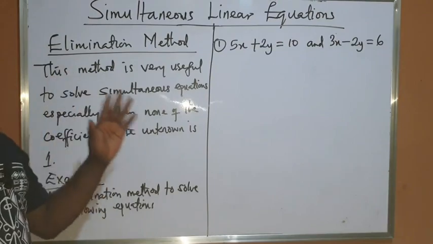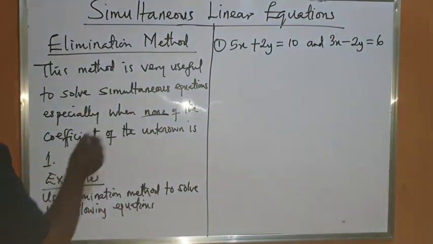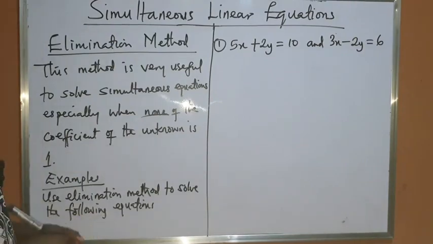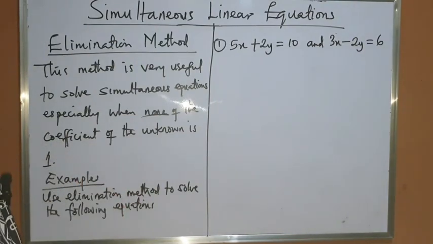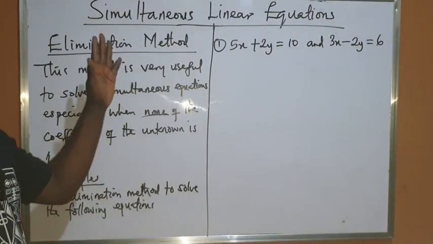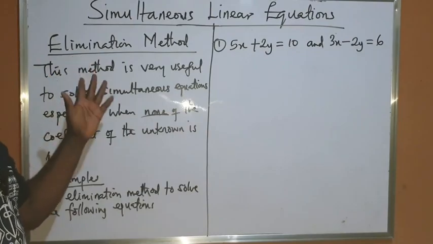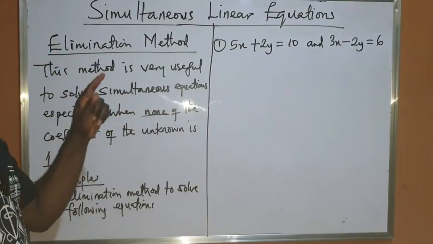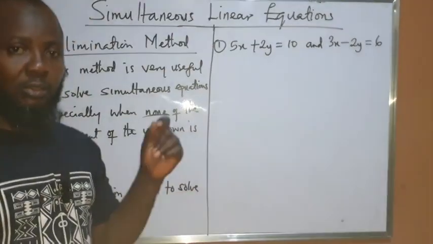Especially when none of the coefficients of the unknowns is one. That is, none of the variables has a coefficient of what? 1. So in this case, the elimination method will be very useful. But substitution is very useful if one of the variables has 1 as its coefficient.